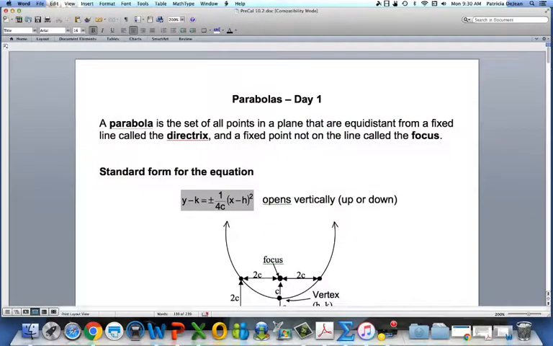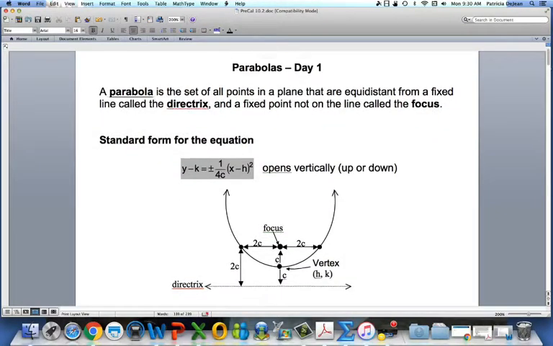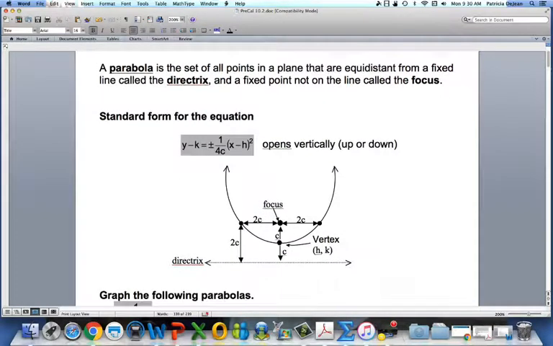So parabolas, day 1. This is really originally something I would do over several days. But we're going to talk about what a parabola is. The standard form for the equation is y minus k is equal to plus or minus the 1 over 4a if you were looking at the book, but we're going to leave it 1 over 4c times x minus h squared. So this standard form doesn't really differentiate between whether it starts at the origin or starts at a certain vertex. And the vertex is going to be hk.